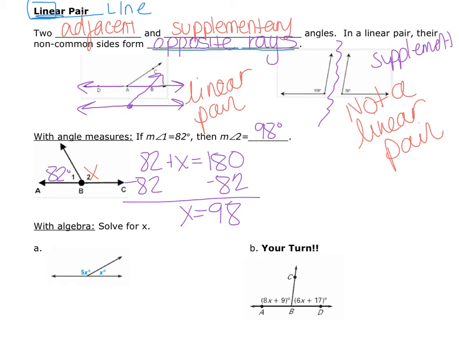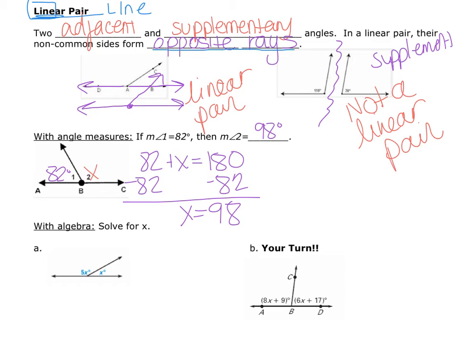And again, check for reasonability. If you look at angle 2, it's obtuse. So make sure your answer is something over 90 degrees, because if it's not, then it doesn't make sense. And you can always check your answer. Take your answer, add that back to 82, and make sure you're getting back 180.